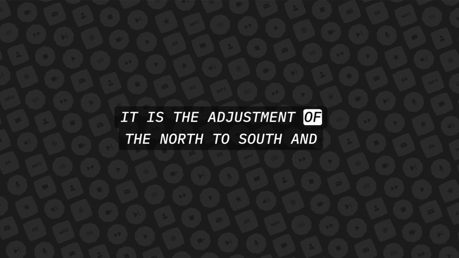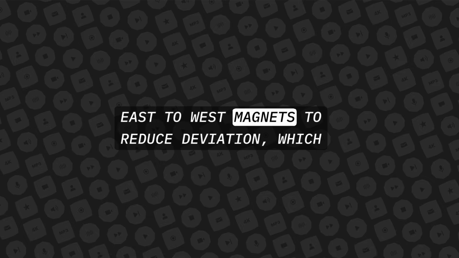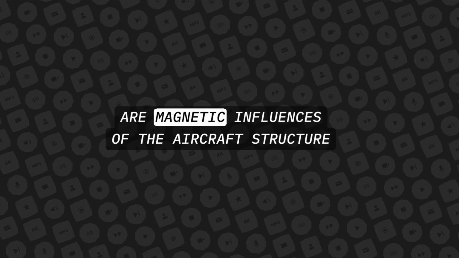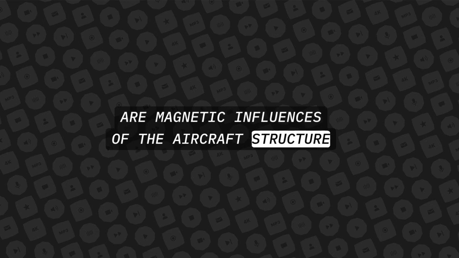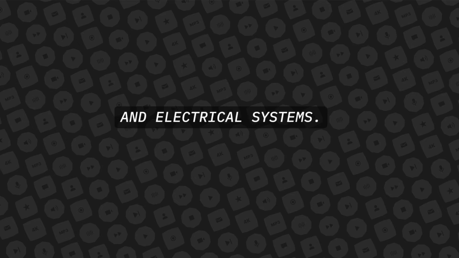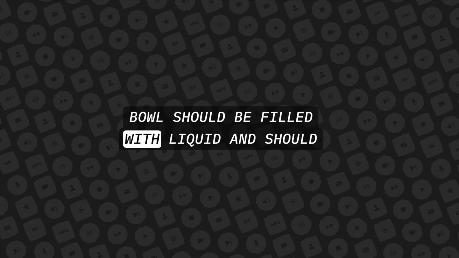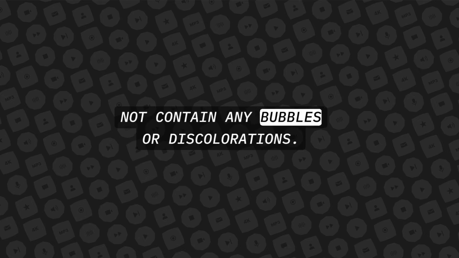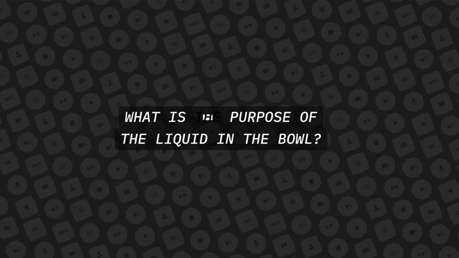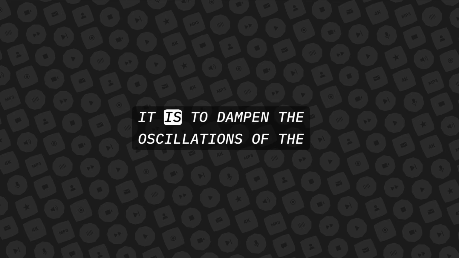It is the adjustment of the north to south and east to west magnets to reduce deviation, which are magnetic influences of the aircraft structure and electrical systems. When inspecting a magnetic compass, the bowl should be filled with liquid and should not contain any bubbles or discolorations. What is the purpose of the liquid in the bowl? It is to dampen the oscillations of the float.